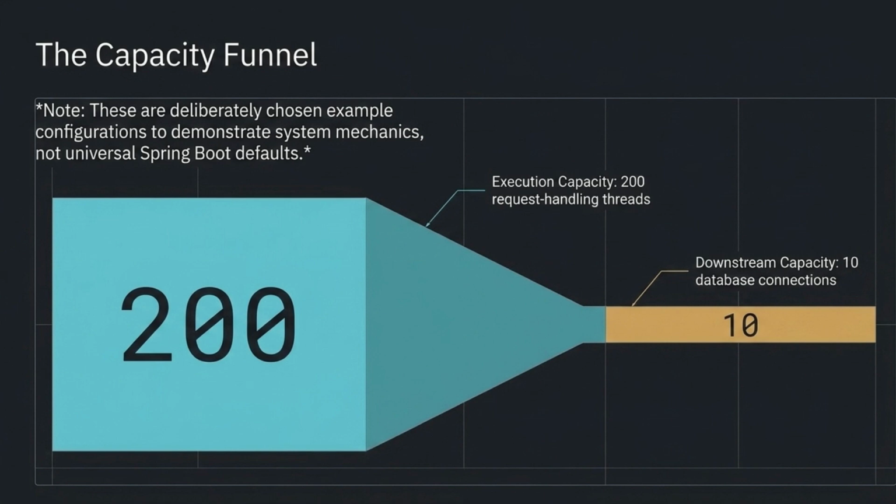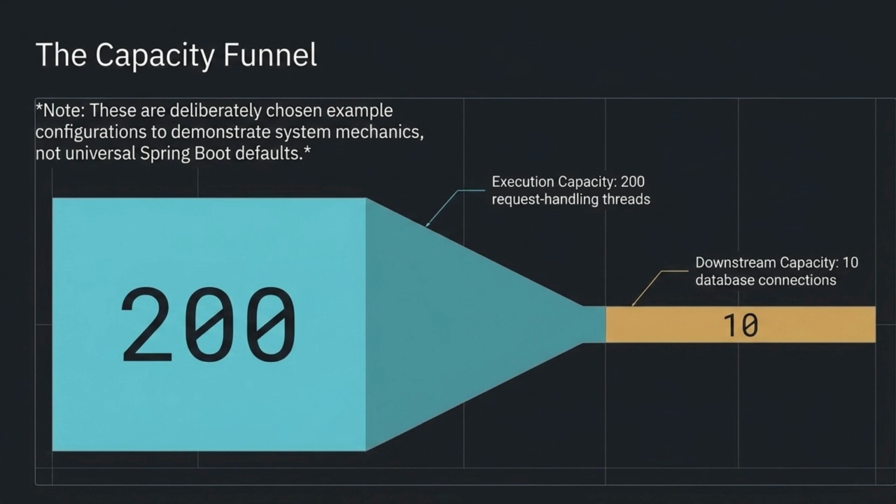Yeah, because the absolute digits aren't actually what caused the outage. The outage is caused by the drastic ratio between those two resources. So a ratio of 20 to 1. Exactly. We have massive capacity to accept work, right? 200 threads. But just a tiny straw, those 10 connections, through which to actually complete the work.